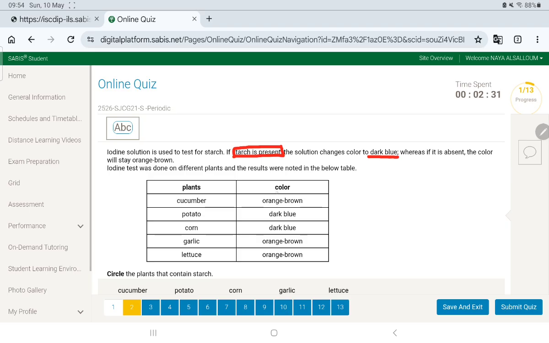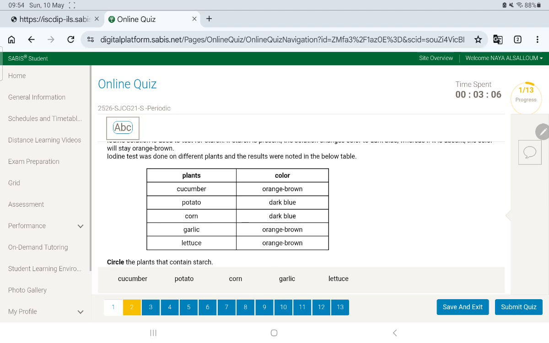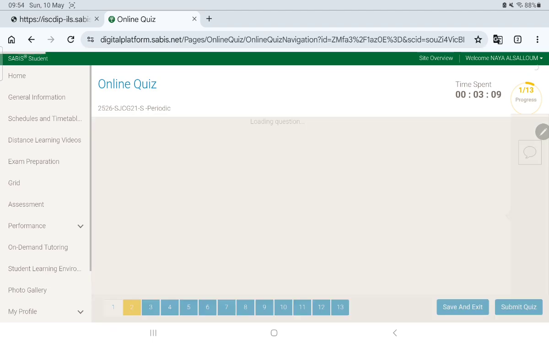Cucumber, it stayed orange-brown, so there's no starch. Potato, on the other hand, changed to dark blue, so the starch is present. Corn also changed to dark blue. Garlic and lettuce stayed orange-brown, so there's no starch. So once again, they clearly told us that if there is starch, the solution changes to dark blue. And which one changed to dark blue? The potato and the corn. Really straightforward.